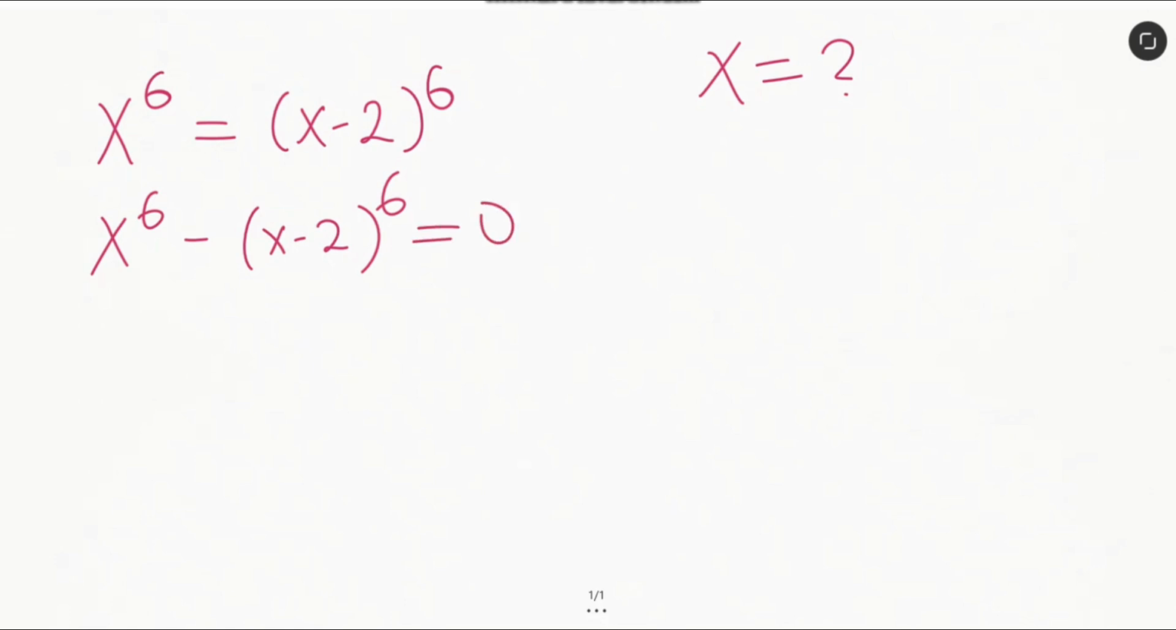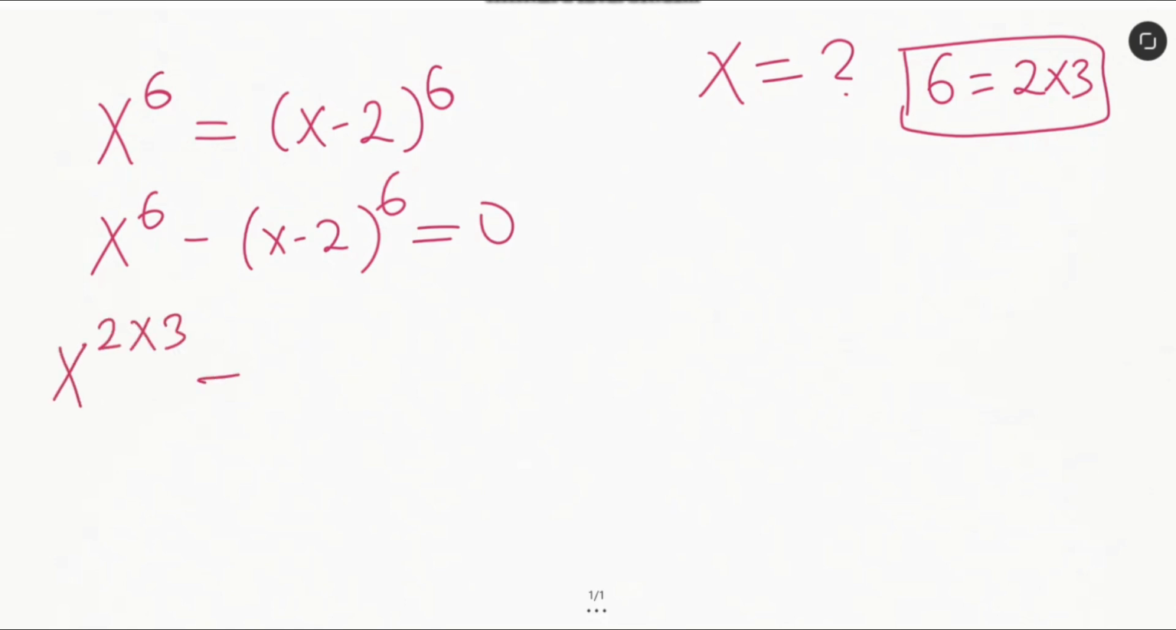Let us recall that 6 equals the product of 2 times 3. Having known this, let's replace it in the power. So we are going to have x to the power of 2 times 3 minus (x minus 2) to the power of 2 times 3.